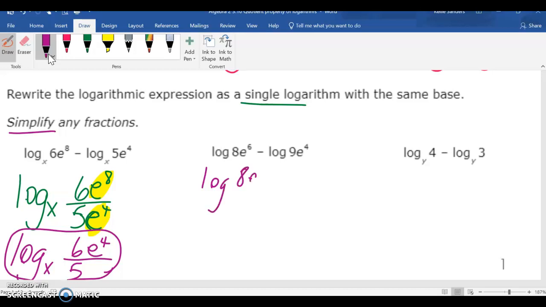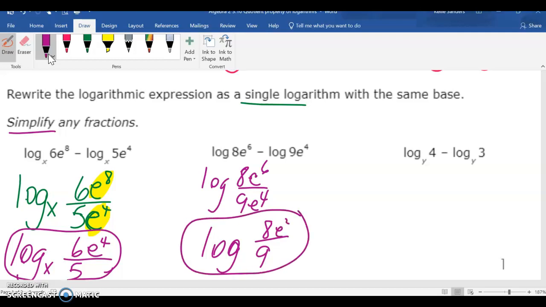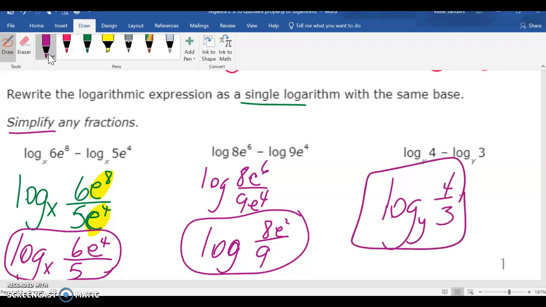Log 8 e to the 6 over 9 e to the 4. 6 e's on top, 4 e's on bottom. And 2 left on top with the 8. And then we're just back to this because 4 over 3 did not reduce.